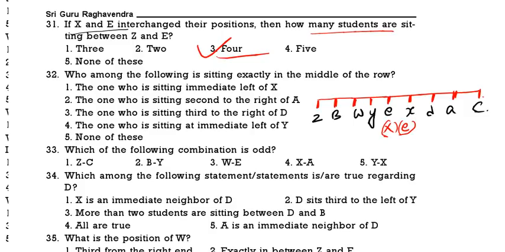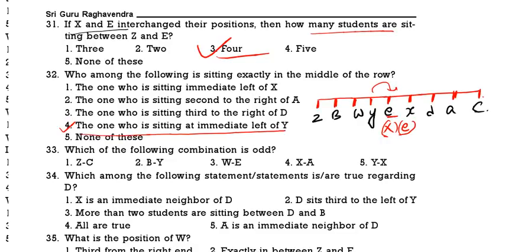Now who is sitting exactly in the middle? There are 9 persons, which means the 5th one is the middle. So 5th one means E. E is in the middle. E is the one who is sitting on the immediate left of Y.